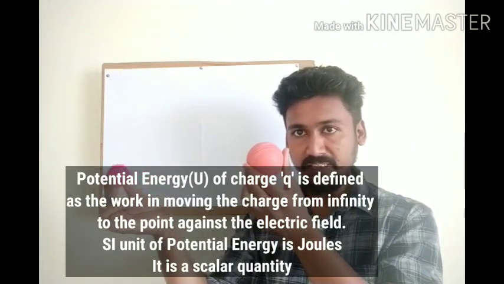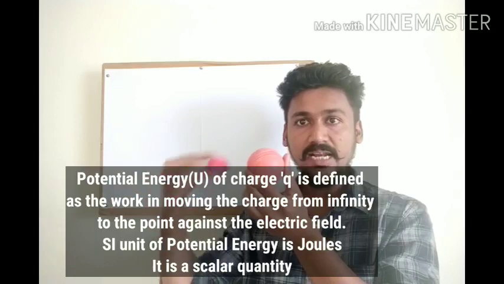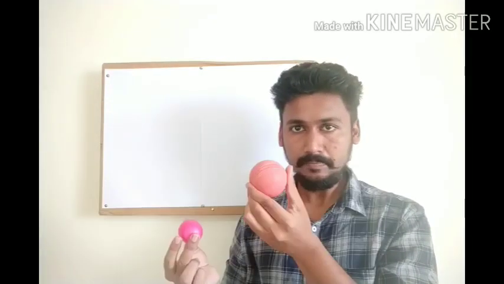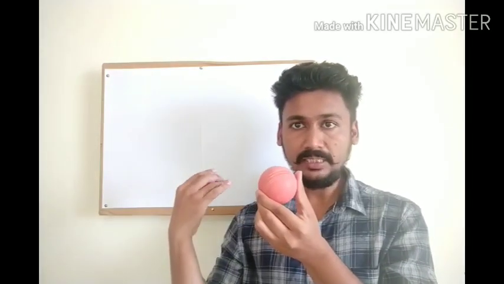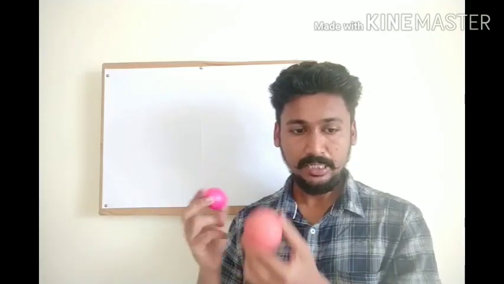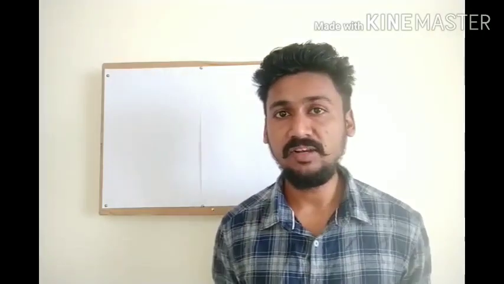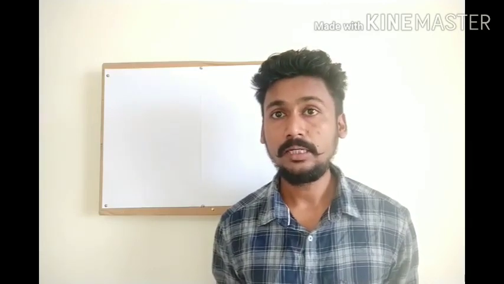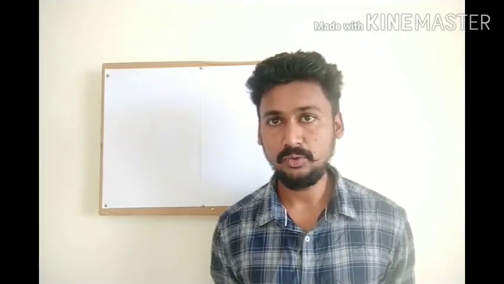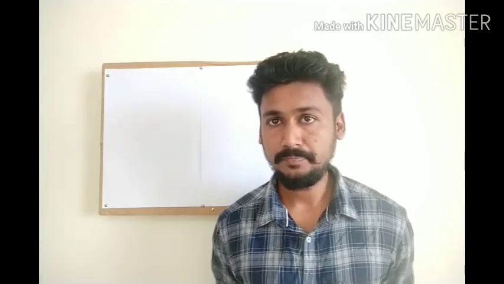Obviously, you will see that if it is moved closer, the potential energy would have increased. Correct? So it depends on how much distance the charge is moved. That will get stored as the potential energy. Potential energy of a charge will be denoted by the symbol capital U. I hope that is clear. And also, potential energy is obviously a scalar quantity, so we don't need any direction for it. It is only defined by the magnitude.